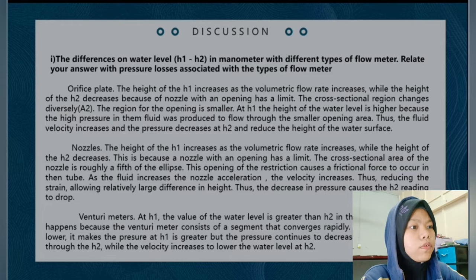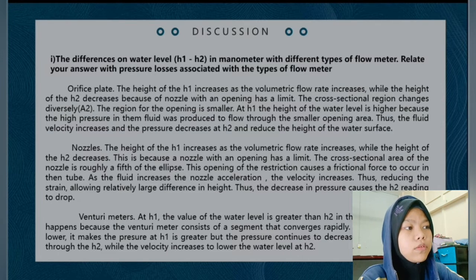Firstly, for the orifice plate, the height of H1 increases as the volumetric flow rate increases, while the height of H2 decreases because an orifice with an opening has a limit. The cross-sectional region changes diversely. The region for the opening is smaller.